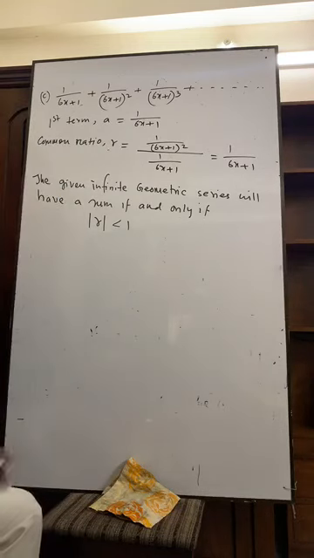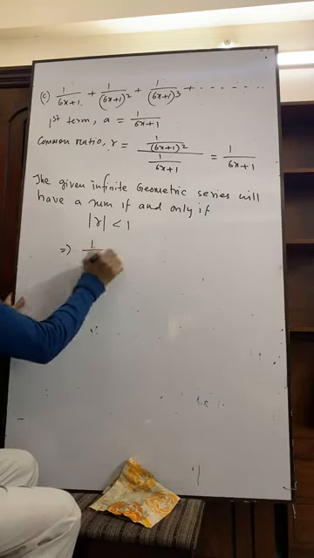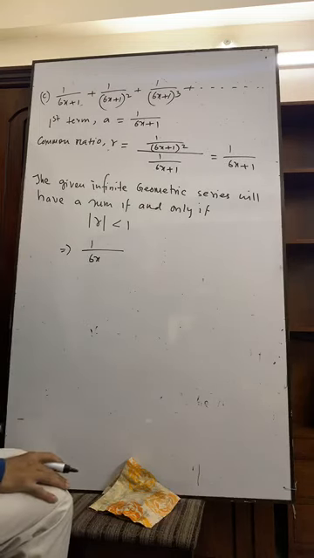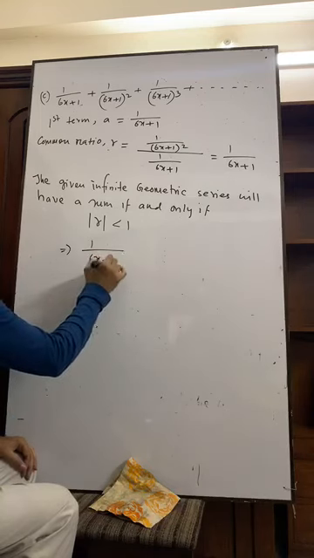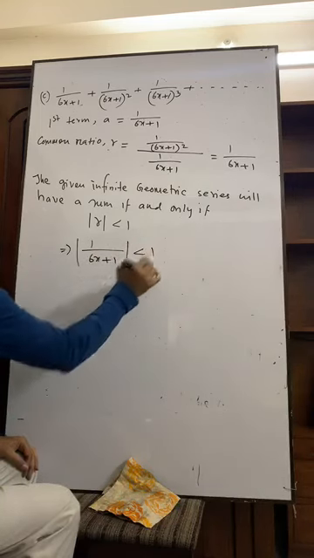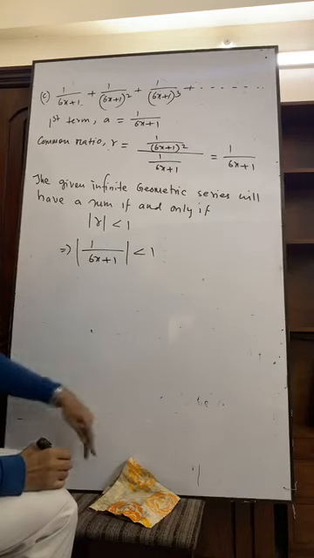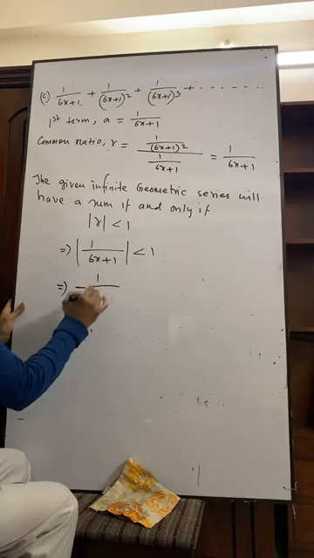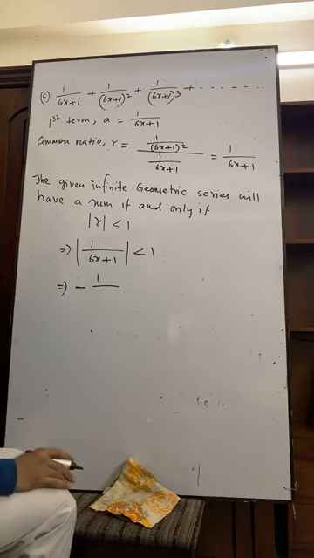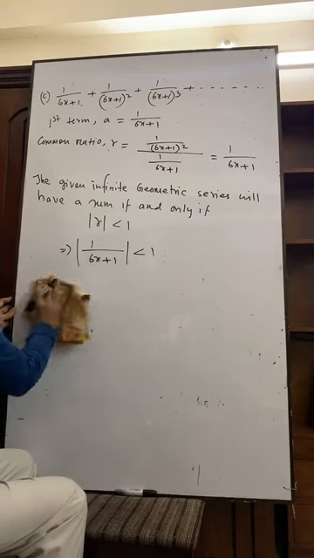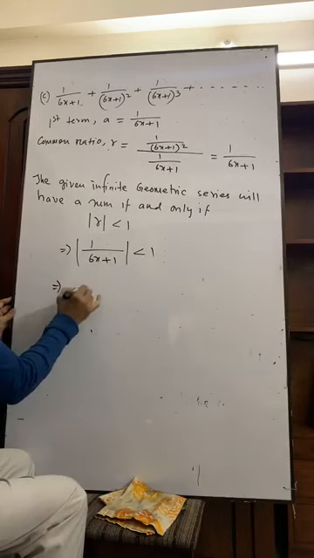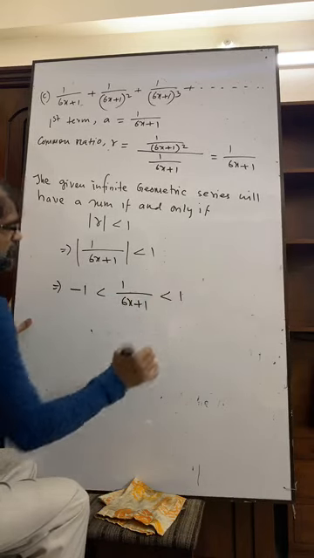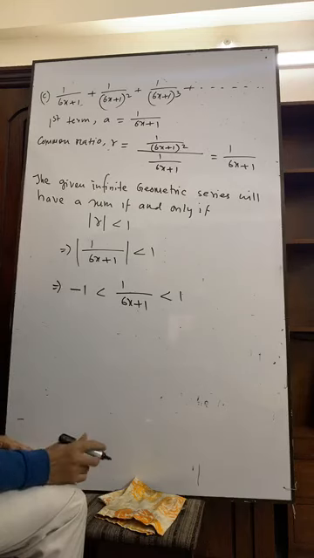That means the absolute value of 1 by 6x plus 1 is less than 1. It means minus 1 less than 1 by 6x plus 1 less than 1. Write down.